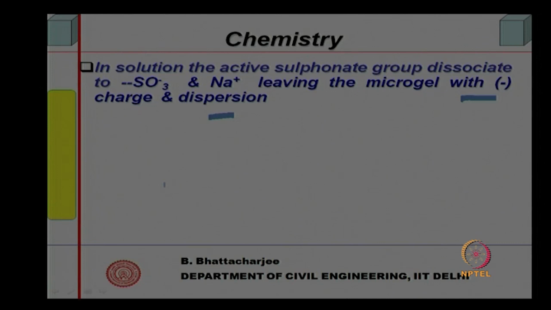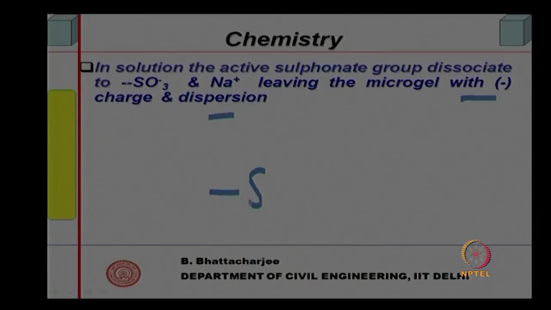The mechanism, of course, we will understand better. So, it is negatively charged. Now, this negative charge ensures its attachment to the cement particle as well, because SO3 sodium dissociates, leaving SO3 with negative charge. This can get attached to the cement particle and induce a kind of negative charge onto the cement particle itself, and thereby cause dispersion. So, we will look into this slightly more in detail as we follow through.